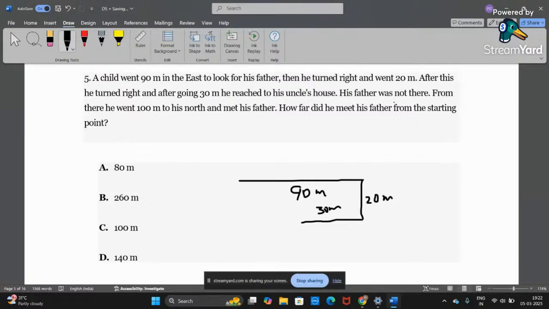His father was not there. From there, he went 100 meters north, right? Yes. And met his father. How far did he meet his father from the starting point? This is the starting point, right? From here to here we need to find the distance. Let's take this as A, this as B, and this as C. From here to here, we know it is 90, but we need from A to B.